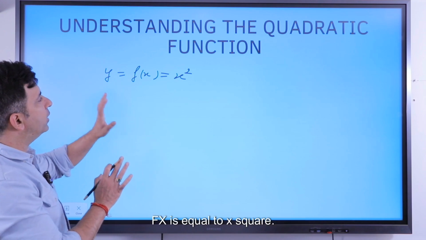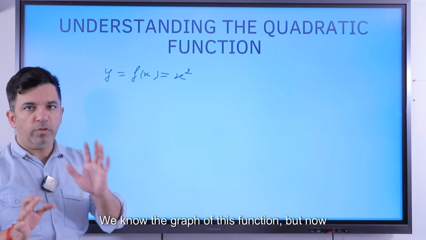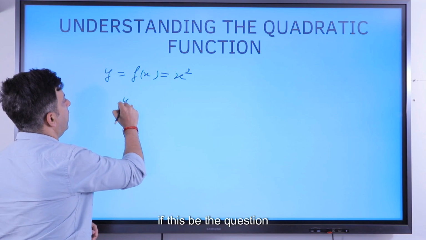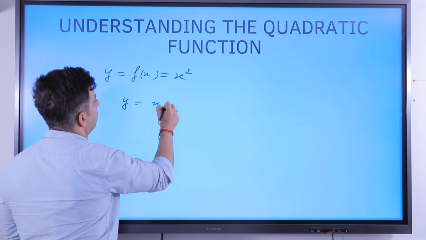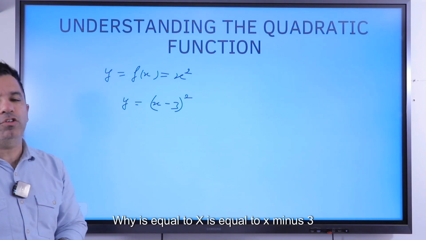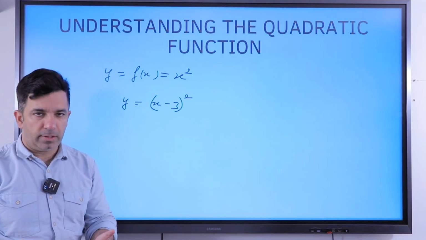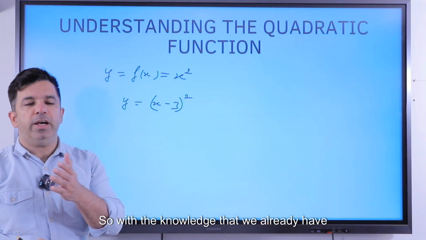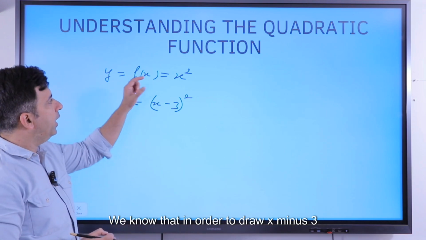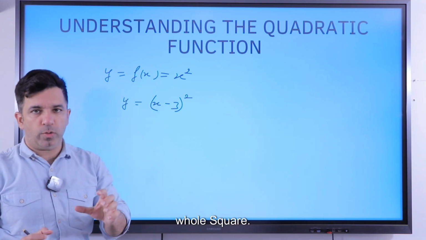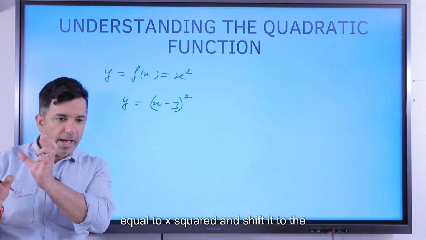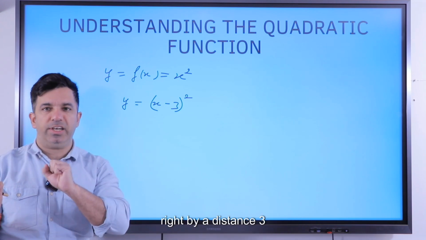We are given this basic function f(x) = x². We know the graph of this function. But now, let's say we have to draw y = f(x) = (x − 3)². With the knowledge that we already have, we know how to transform this function. In order to draw (x − 3)², I simply have to take the graph of y = x² and shift it to the right by a distance 3.